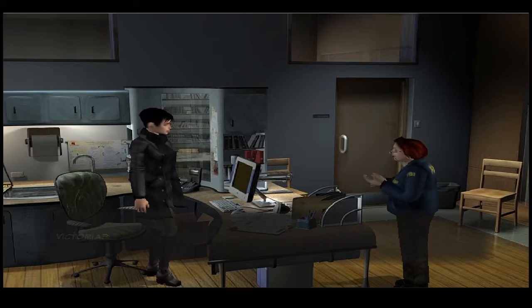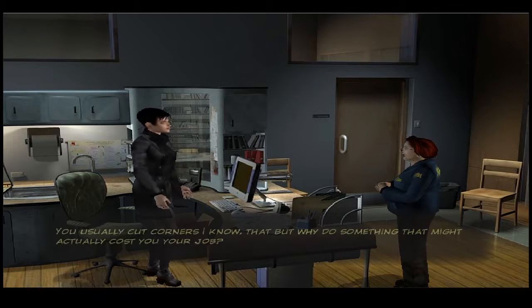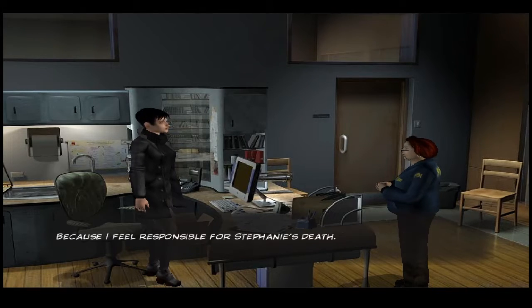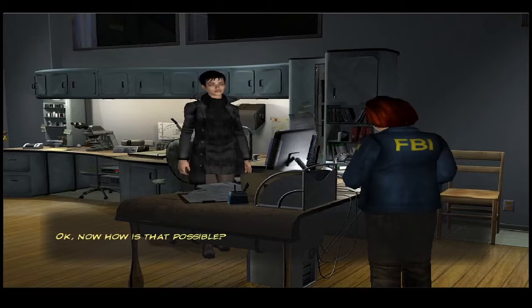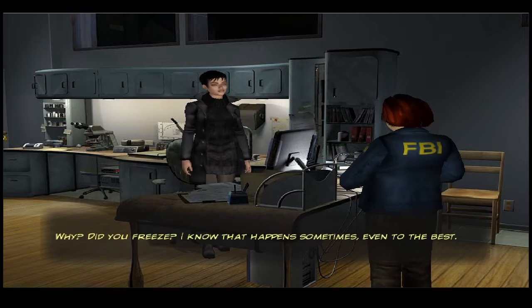Victoria? Uh-oh. You never call me Victoria unless it's serious. You usually cut corners, I know, but why do something that might actually cost you your job? Because I feel responsible for Stephanie's death. Okay, now how is that possible? When I chased our murderer on the rooftop, I had a chance to take him out and I didn't. Why? Did you freeze? I know that happens sometimes, even to the best.